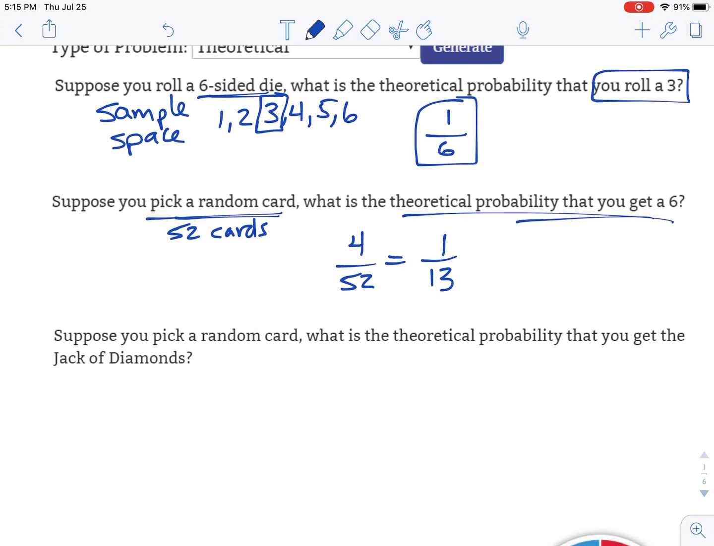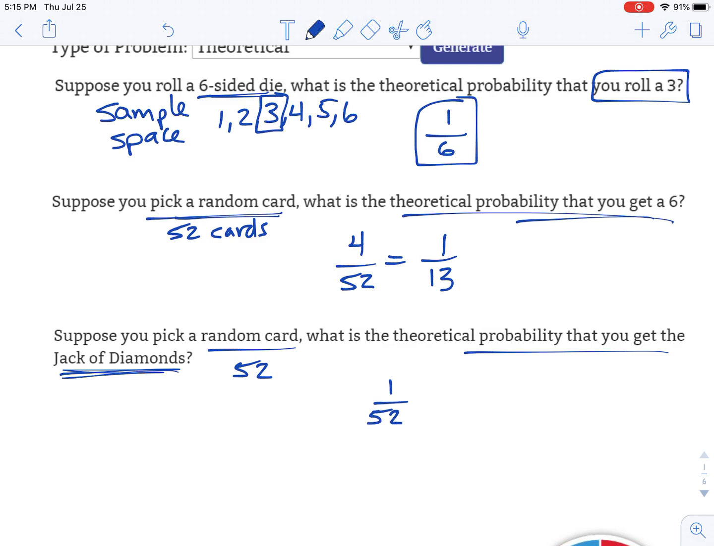For the next one here, picking a random card again, so we're out of 52 total. You could write the whole sample space out here, but that'd be a lot of options. So you want to get, this time, the Jack of Diamonds. There's only 1 Jack of Diamonds out of all 52 cards, so that probability would be 1 out of 52.